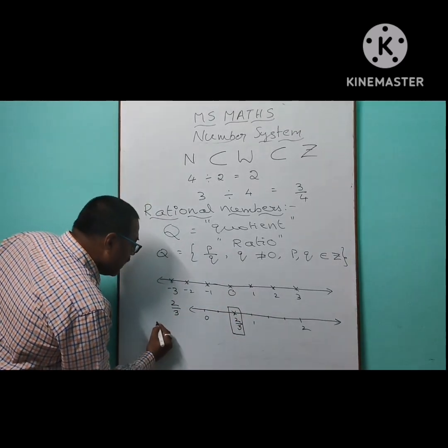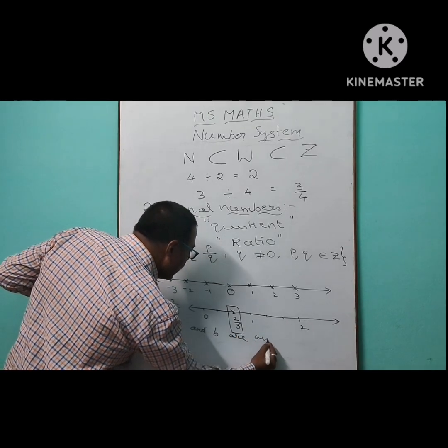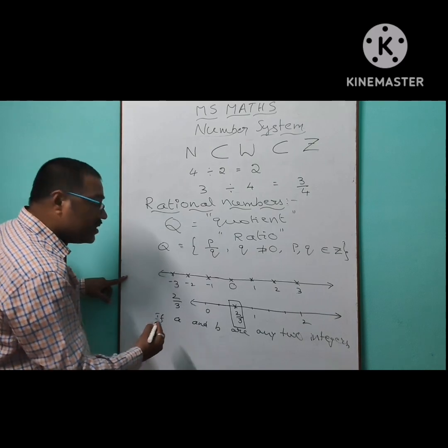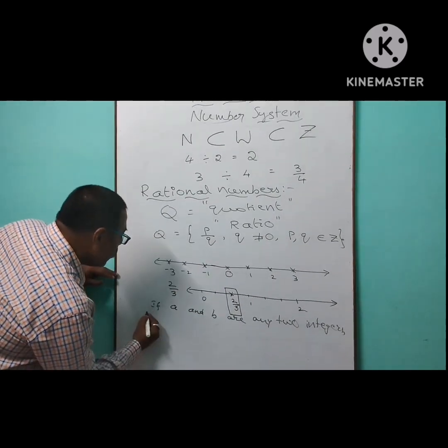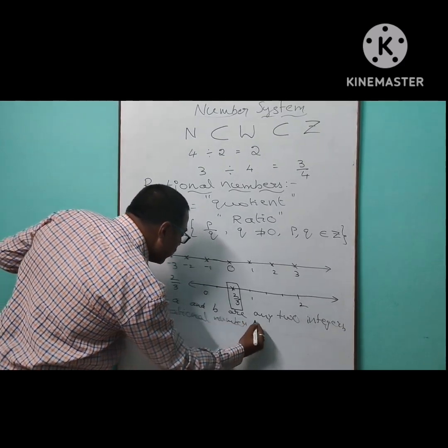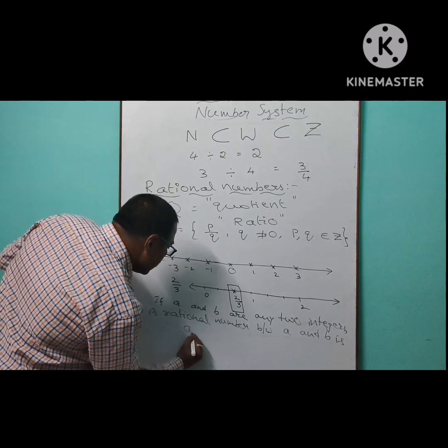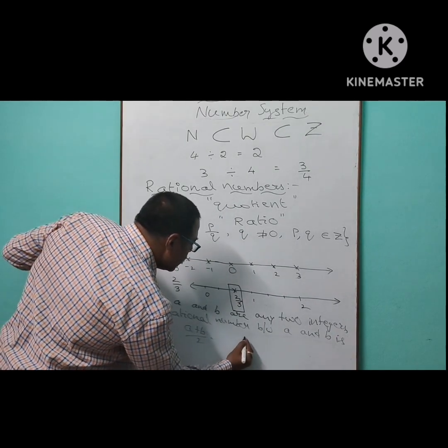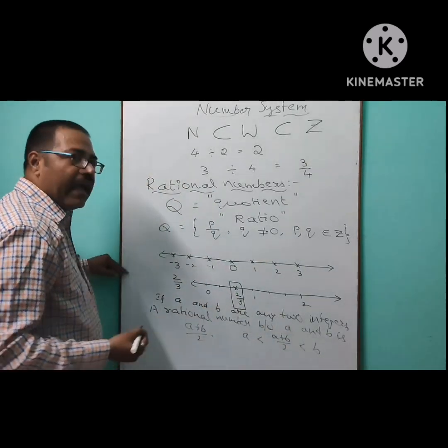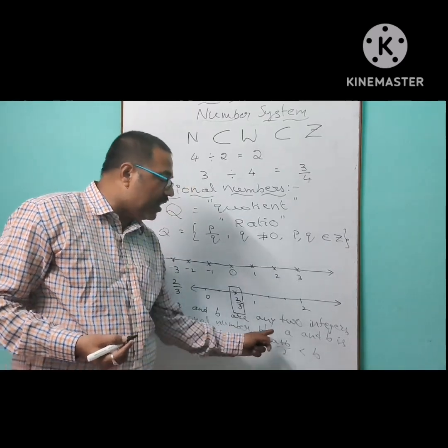So if A and B are any two integers, there exist infinite number of rational numbers between them. Now a rational number between A and B is (A plus B) by 2. So (A plus B) by 2 is a rational number lying between A and B. We can do it by the mean method. Like this we can write so many infinite number of rational numbers between A and B.